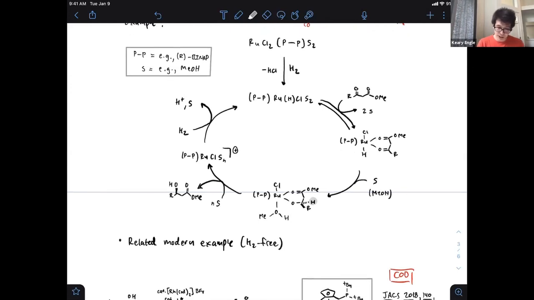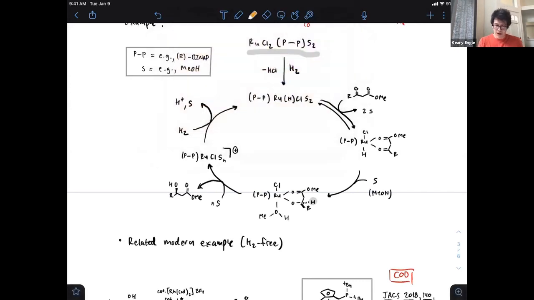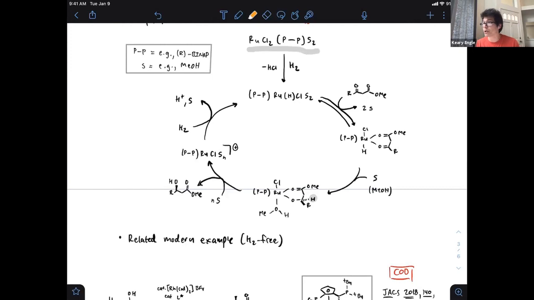And so this process begins with a ruthenium, typically a dihalide precatalyst. Just in the interest of time, I haven't drawn this out, but this PP refers to a bidentate bisphosphine ligand. Here, one example of that would be BINAP, and S just refers to solvent. Typically, this reaction is performed in alcoholic solvents.